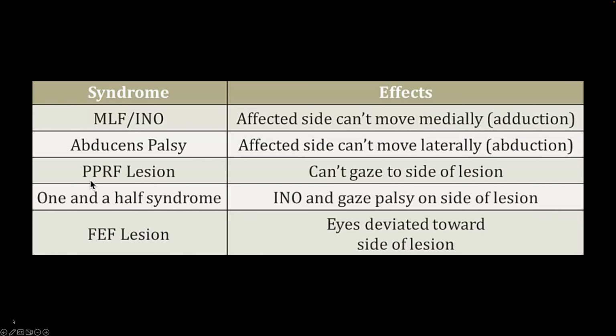And just in case someone asks, with an MLF lesion, the affected side can't move. I always forget these two. With a PPRF lesion, you can't gaze to the side of the lesion. And with frontal eye field lesions, the eyes deviate towards the side of the lesion. It's almost like the hypoglossal nerve: the tongue points to the side of the lesion. Same thing here. The PPRF is opposite.